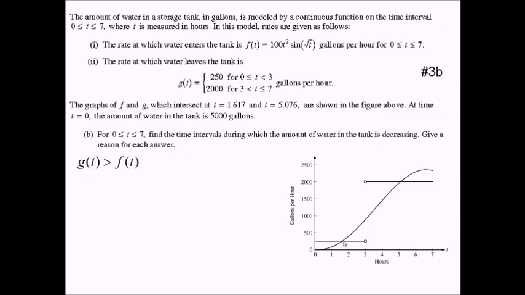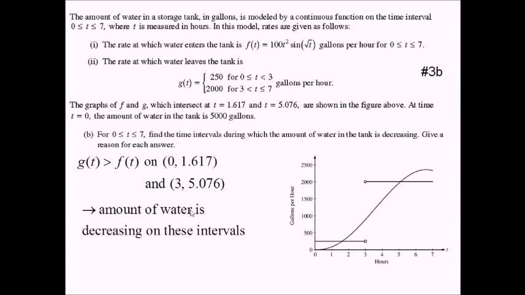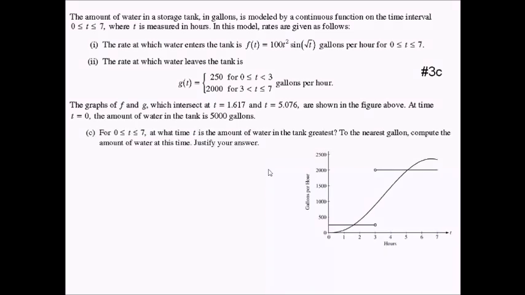After that interval, it looks like f of t is higher until you get to this little jump in the piecewise function. This happens at 3, and from 3 until this other intersection, 5.076, g is again higher than f. So from 0 to 1.617, and from 3 to 5.076, and then after that, f overtakes g, and it's that way for the rest of the graph. So these are the intervals where g is higher, which means these are the intervals on which the amount of water is decreasing.